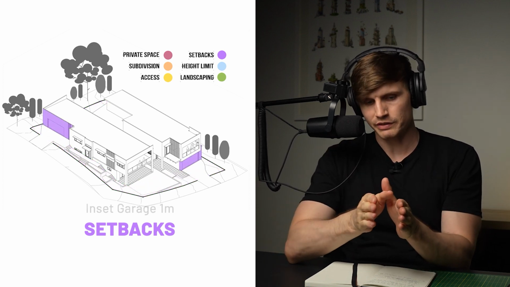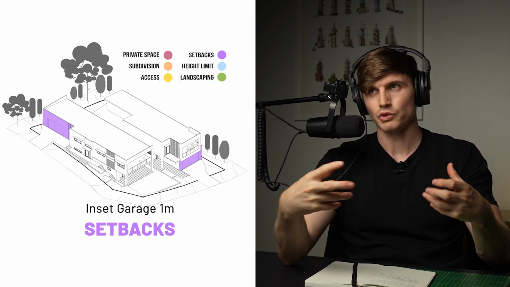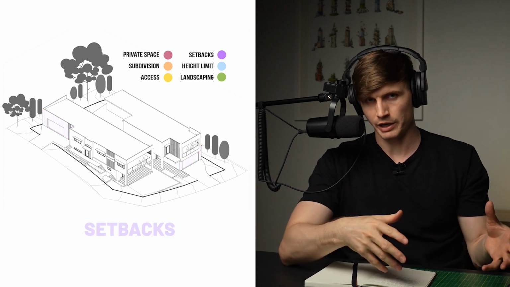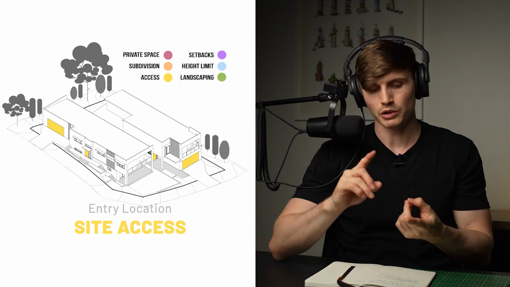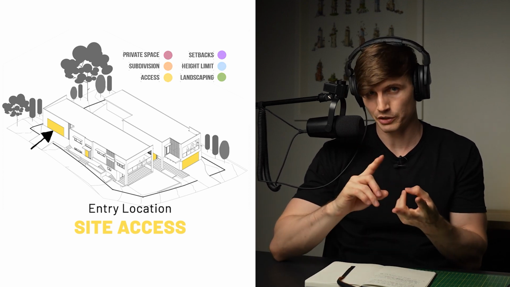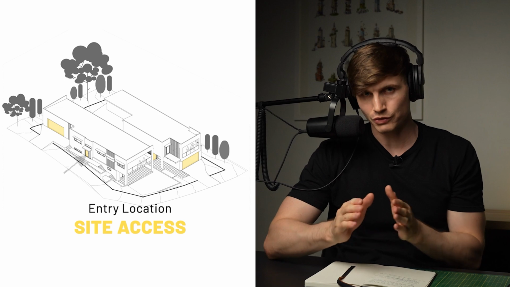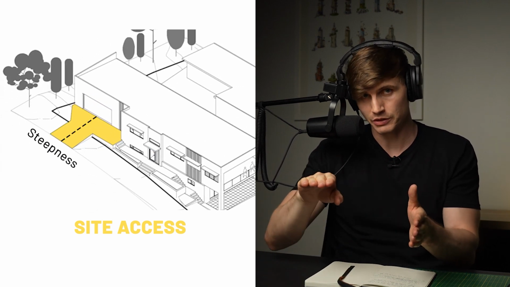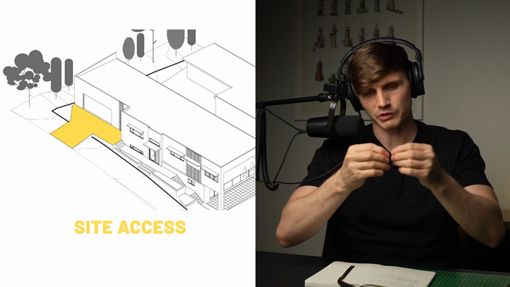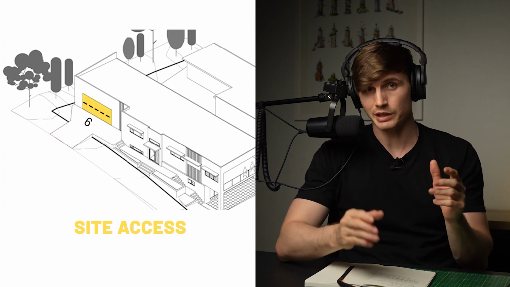Now we typically need to inset the garage an extra meter so that garages don't dominate the streetscape. Site access is typically overlooked until way too late in the process. So we're looking at where's the garage going to go and where is the front door, and can we get access to those? So we're talking things like minimum driveway width as well as the steepness of that driveway. You also typically have a maximum garage door width. For this one, it's 6 meters.